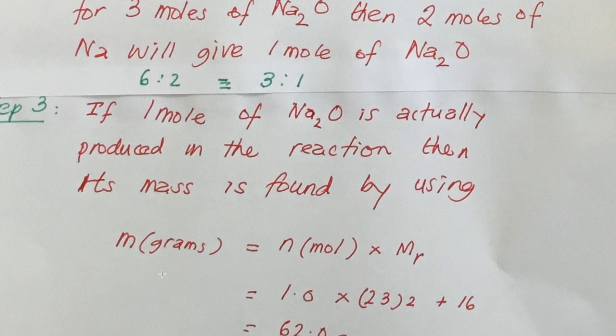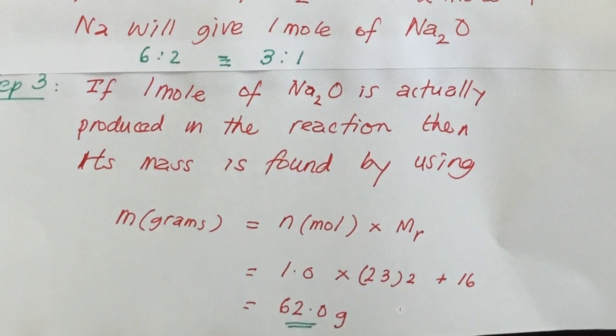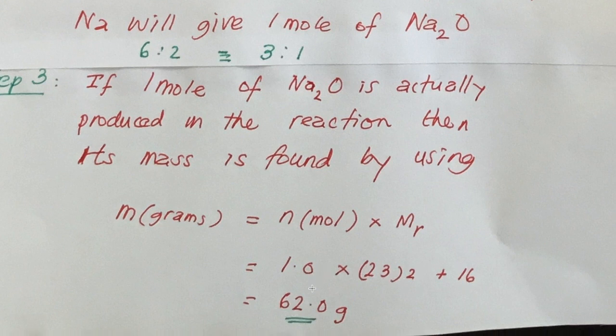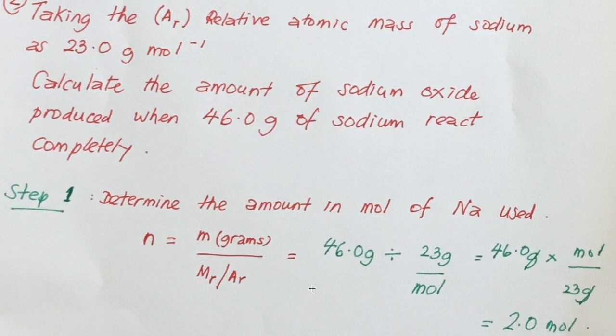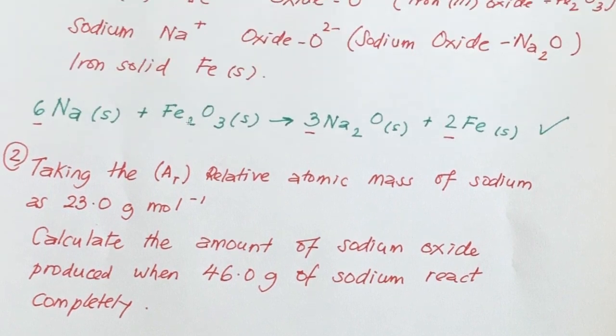You'll have to go and use this equation here. Mass in grams is equal to the number of moles multiplied by the relative formula mass of sodium oxide. And using 23 for sodium and using 16 for oxygen, that comes to 23 multiplied by 2 plus 16, 62, and you're multiplying that by 1. So 62 grams of sodium oxide will be produced in this reaction here in the automobile airbag if you begin with 46 grams of sodium.